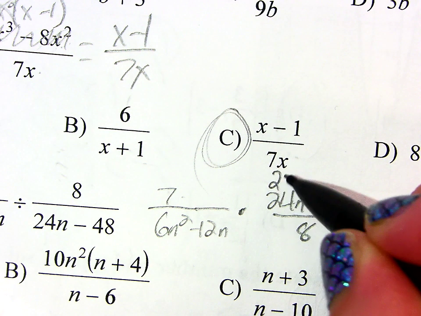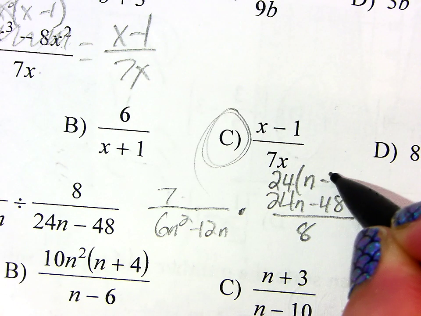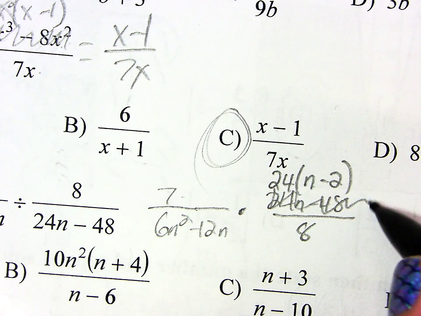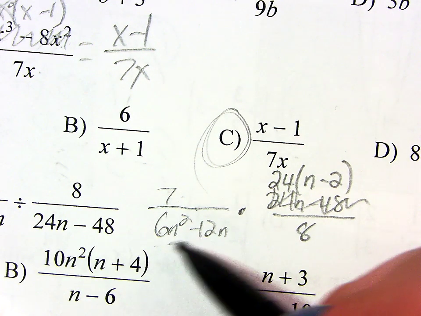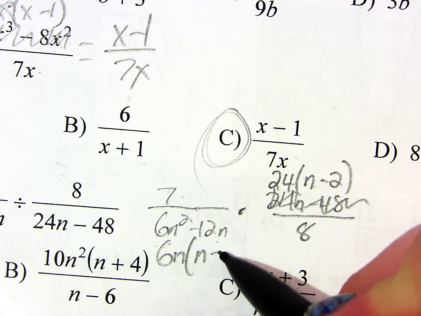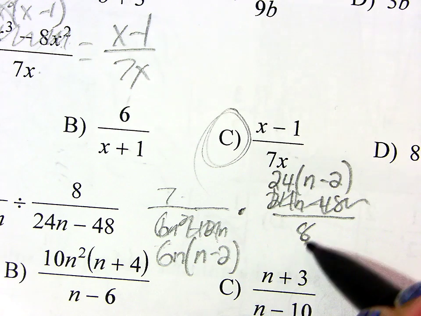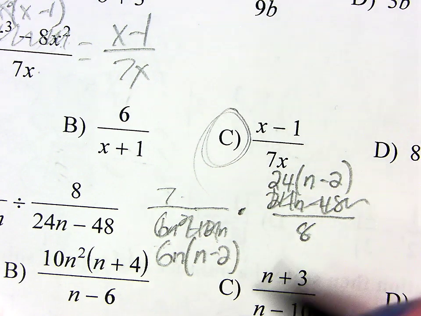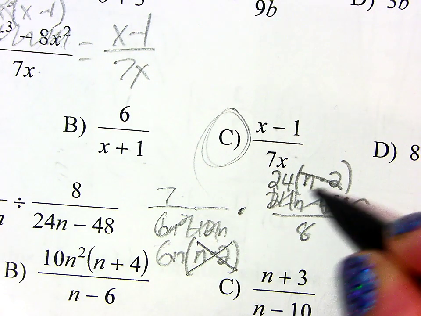Take out a 24. Great idea. N minus 2. Down here, what can I take out? 6n, and I'm left with n minus 2. And that's just an 8. N minus 2's go.